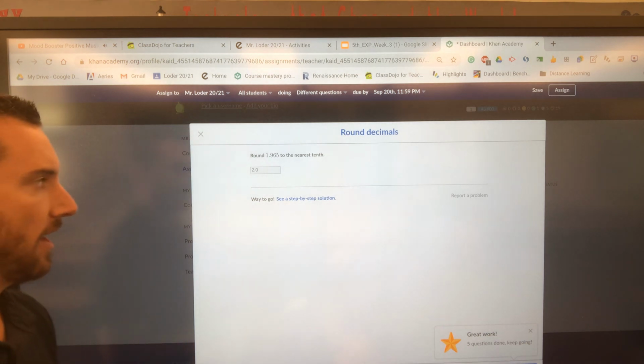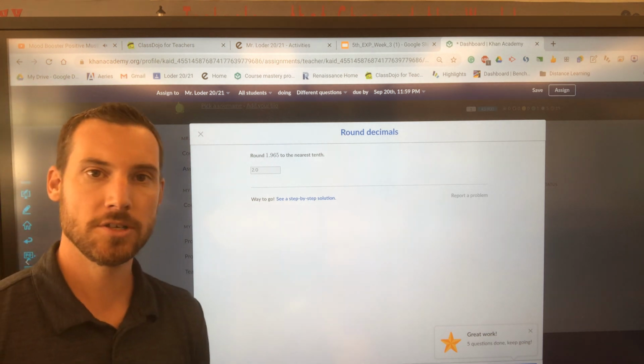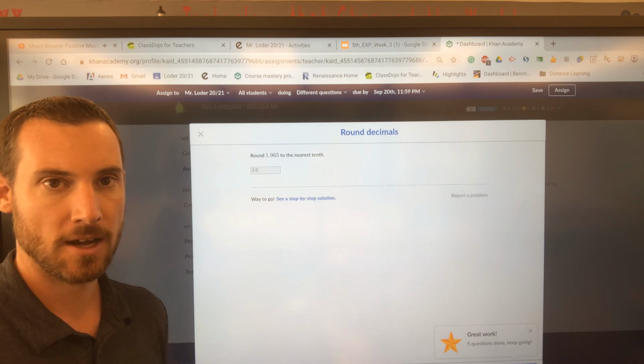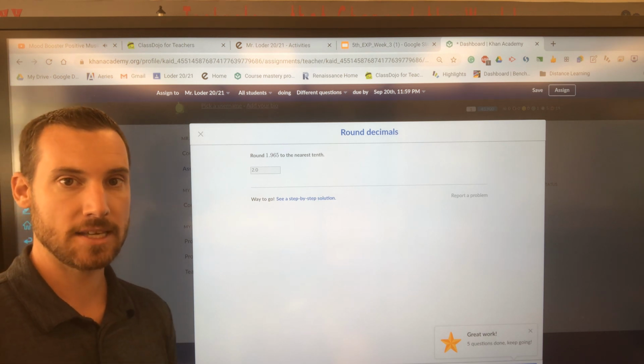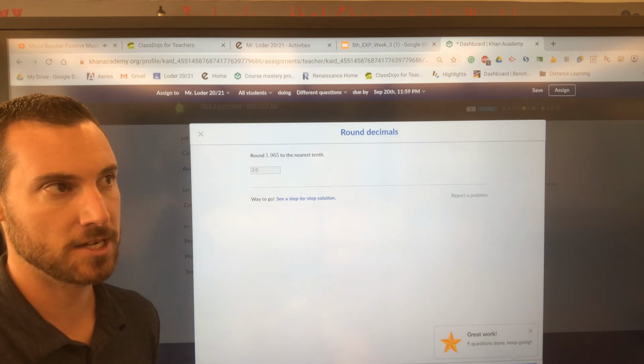So that is how you do these rounding problems. Please let me know if you have any questions. Email me or mention it in our meeting.